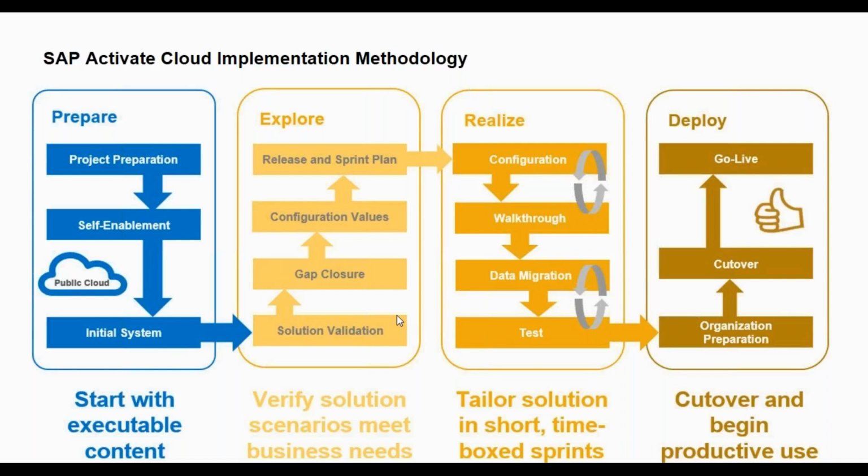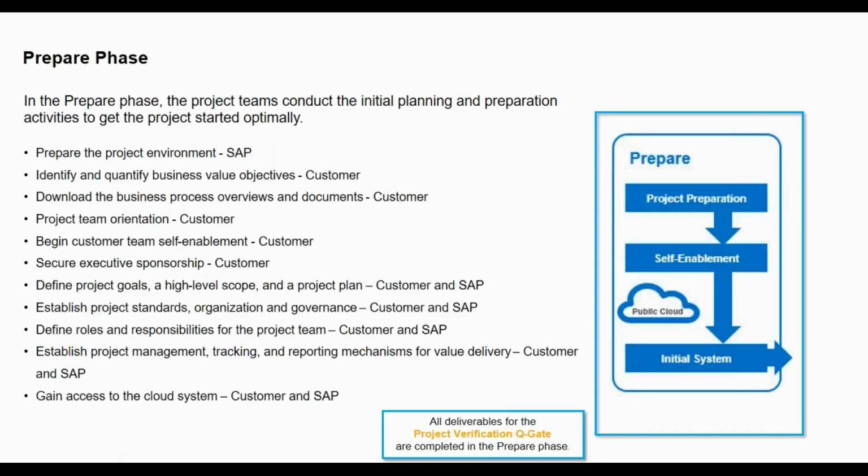Okay, so you find out the gaps, you close the gaps, and then in the realize phase, the third phase, you will start with the configuration. You do the unit testing, and then you move the configuration to quality system. You ask your customer to test it. If customer says, okay, this is completed, tested, everything working fine, then you move all of this configuration to production system here in deploy. Okay, so these are the 4 phases of the implementation.